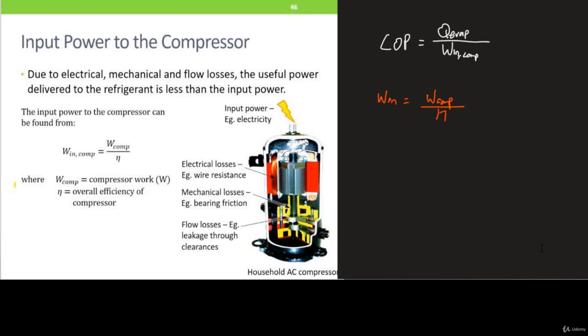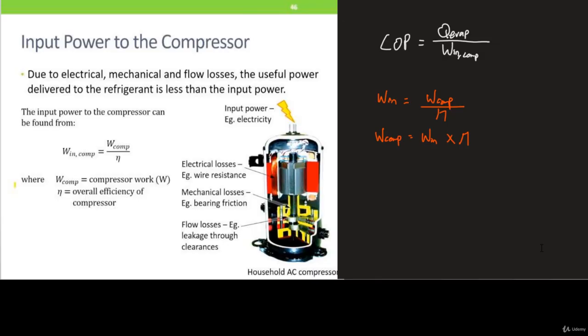Or in other words, the useful work done by the compressor is equal to the amount of power you give in multiplied by the efficiency in terms of percentage. Maybe 90%, you will multiply by 0.9; 80%, you will multiply by 0.8.